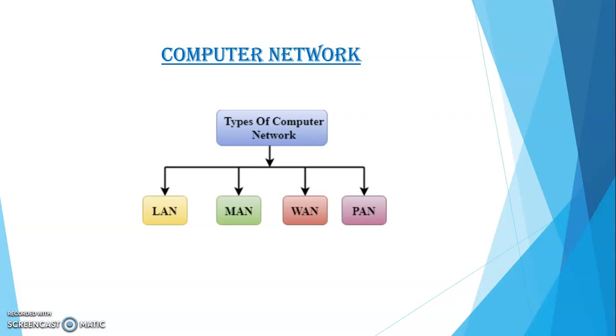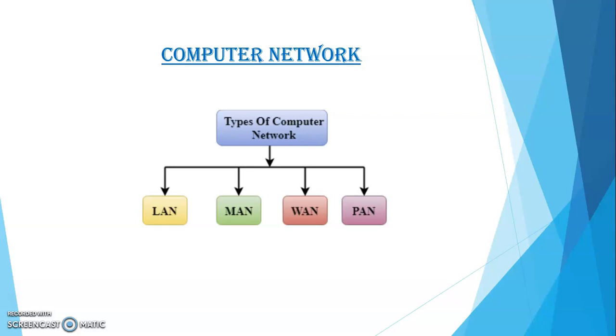The local area network is a group of computers connected to each other in a small area such as a building or an office. Personal area network is a network arranged around an individual person, typically within a range of 10 meters.